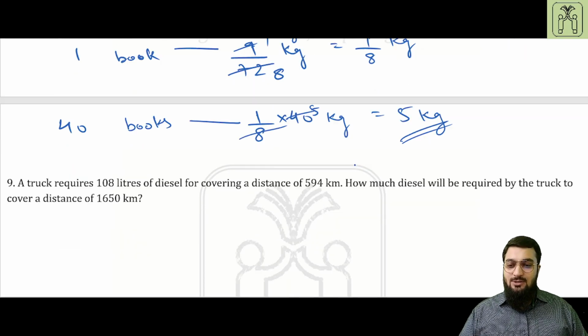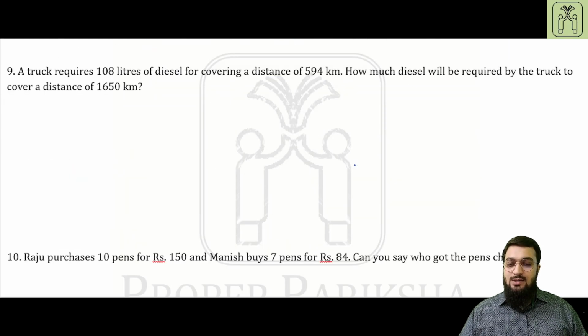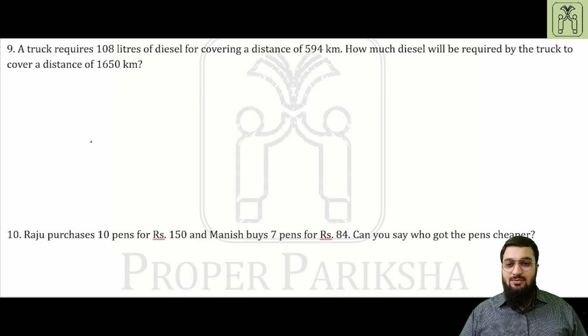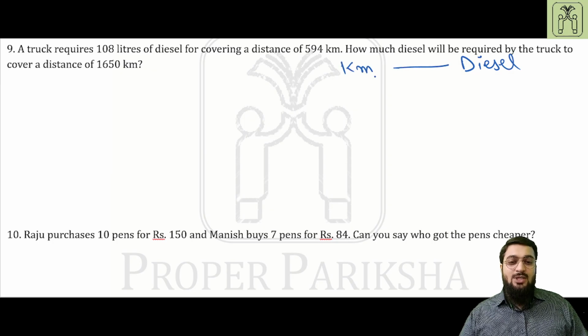Coming to the next question. A truck requires 108 liters of diesel for covering distance of 594 kilometers. So how much diesel will be required by the truck to cover a distance of 1650 kilometers? So we need to find out the diesel on the basis of the kilometers it has traveled. So we will write the answers following this order.